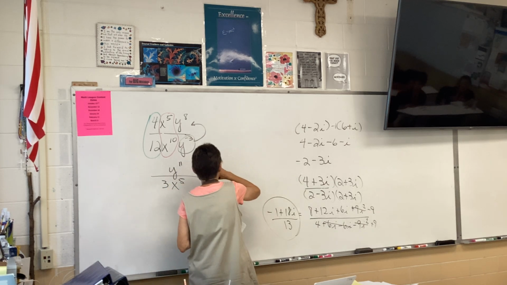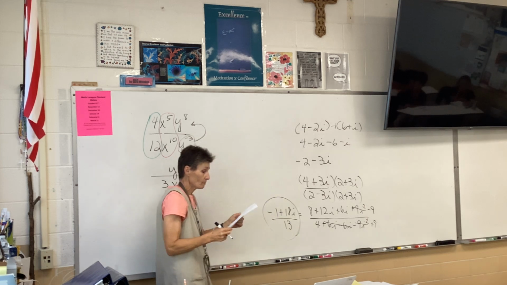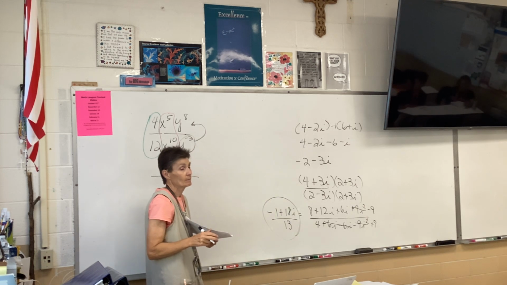Now this one, nobody's gonna miss. What is the equation of the circle if the center is at 2, negative 1?